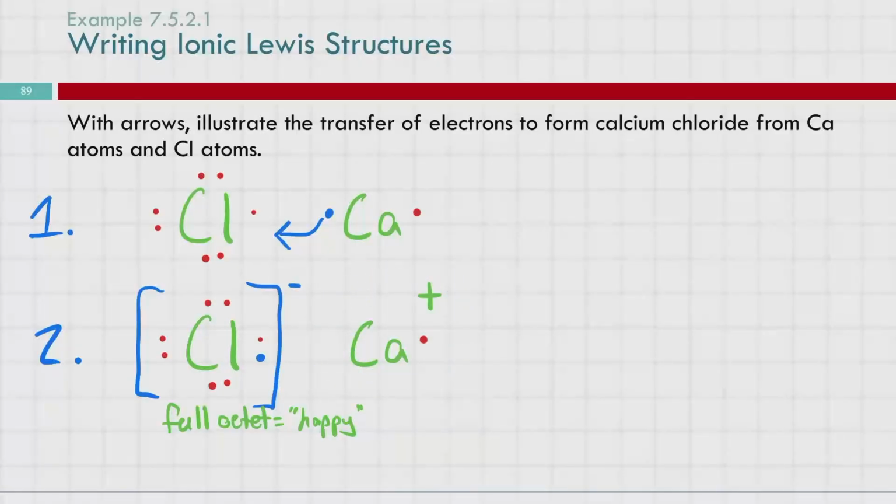Calcium is not happy. Calcium has 1 electron, and calcium would rather have no valence electrons, because that would unlock the inner octet, the power within. How can calcium get rid of its one valence electron that it has now?